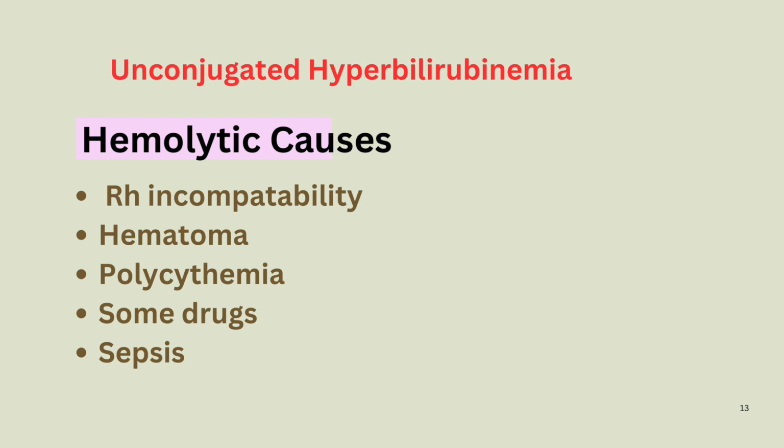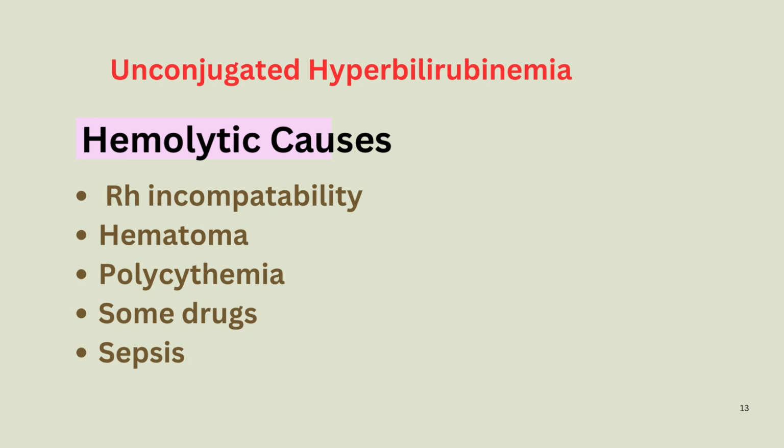Second, I told hematomas. In that, cephalohematoma may cause unconjugated hyperbilirubinemia. Cephalohematoma is a birth injury that can occur when a newborn's head is injured during childbirth, where the blood comes outside from the blood vessels and is absorbed in the body, and causes a rise in bilirubin in blood.